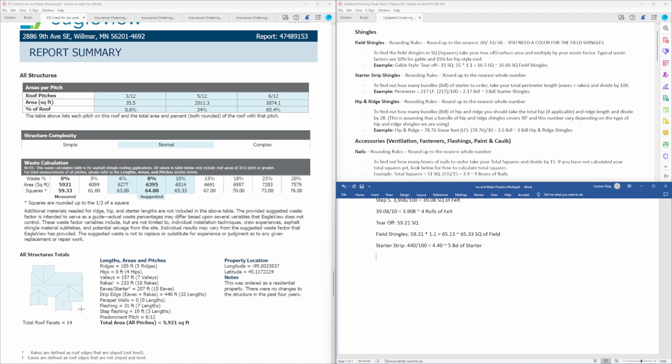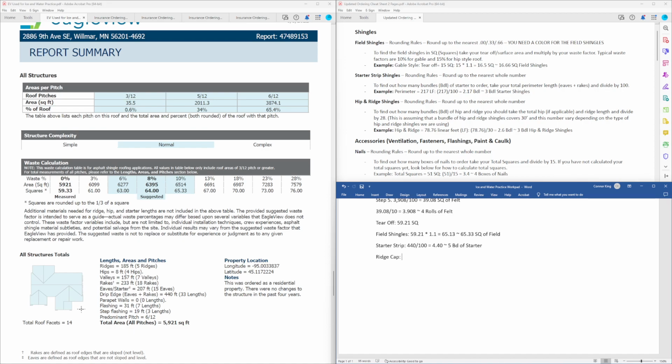So next we're going to go with the hip and ridge shingles. I normally just call it ridge cap. With ridge cap, it says to find out how many bundles of hip and ridge, you should take the total hip, if applicable, and ridge length and divide by 28. Now, as I mentioned before, this is assuming that a bundle of hip and ridge shingles covers 30 feet, and we're taking just a slight amount off, 6 or 7% off, for the waste that could potentially happen. That's why we're using the number 28 instead of 30. Now, you could use 30, but you might end up being short in some situations.